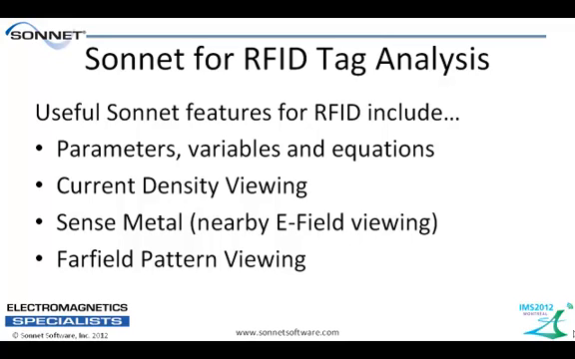Sonnet also has the ability to view a nearby E-field by using a sense metal. Sense metal is a metal type in Sonnet that allows a designer to view an E-field as if it were current. Sonnet also has the ability to view and plot far field patterns, so a designer can see in which direction they expect best radiation from the RFID tag that they're designing.